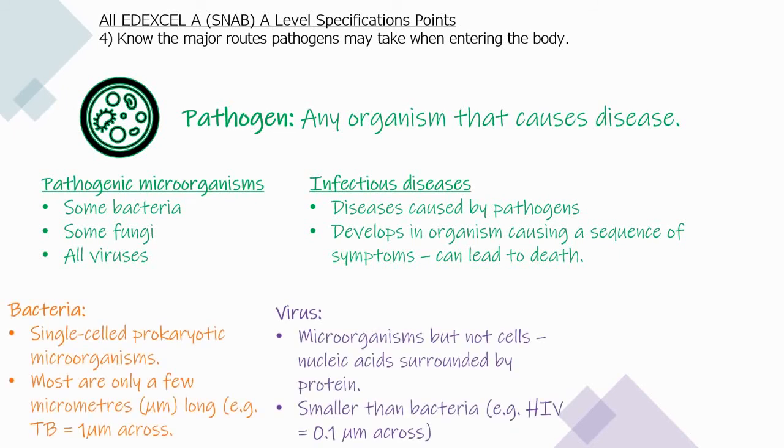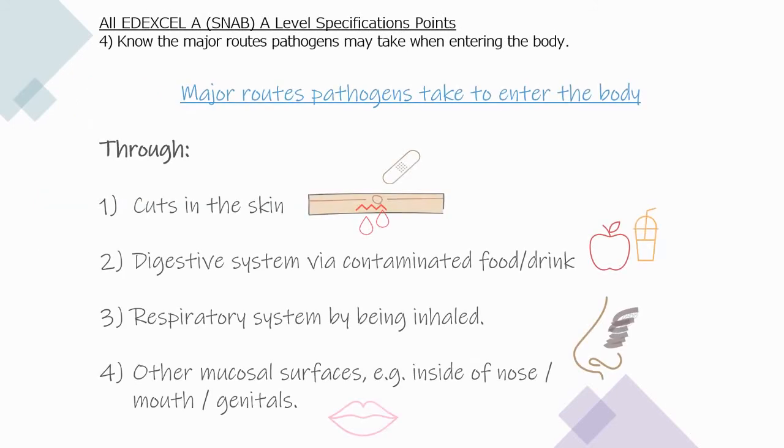Bacteria, for example, are single-cell prokaryotic microorganisms and they're only a few micrometers long. And viruses are microbes but they're not cells. They are nucleic acids surrounded by proteins, and they are much smaller than bacteria. The major routes pathogens take to enter the body can include cuts in the skin, so any injury or break in the skin can allow pathogens to enter the body. Also through the digestive system, so if you eat or drink anything contaminated. You can also inhale pathogens through your nose or mouth via the respiratory system, and also other mucosal surfaces such as the inside of the nose, mouth or genitals can hold pathogens.